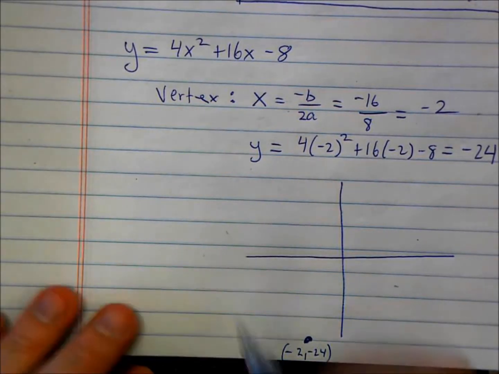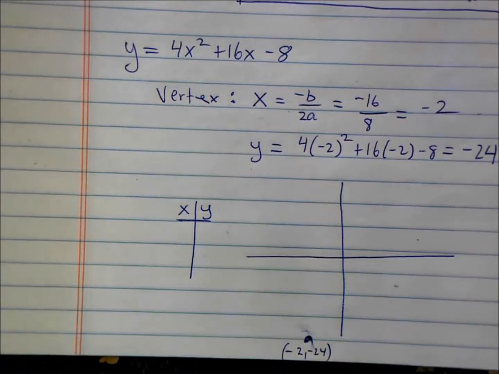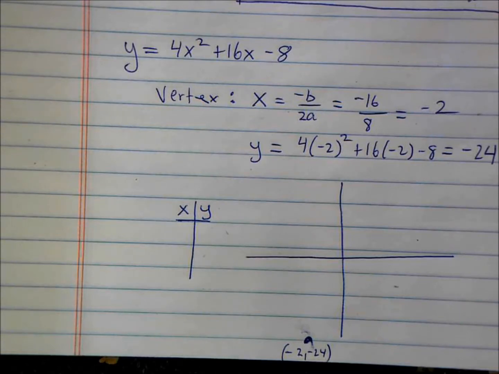Now what I would like, at a bare minimum, is 1 point to the right of the vertex and 1 point to the left of the vertex. 2 points would be better, 2 points on the right, 2 points on the left. But as a bare minimum, you should give me 1 on the right and 1 on the left. So, what's your favorite number bigger than negative 2? 0 is your favorite number bigger than negative 2.